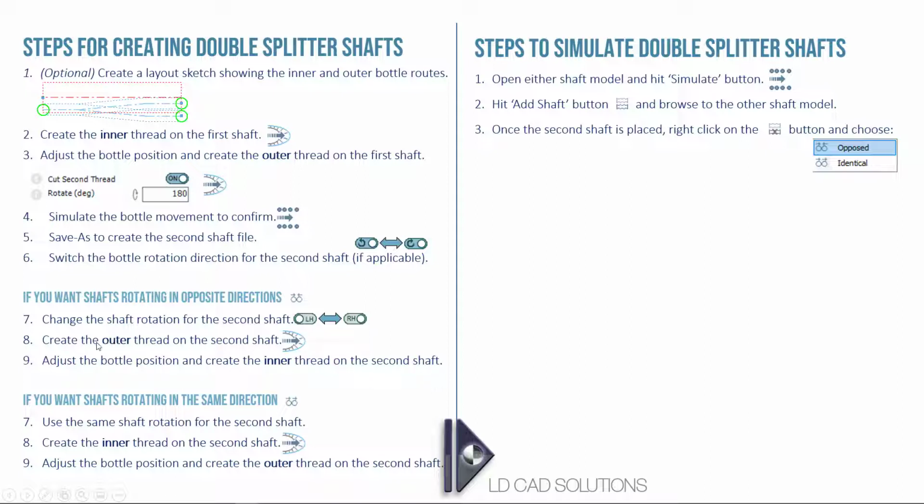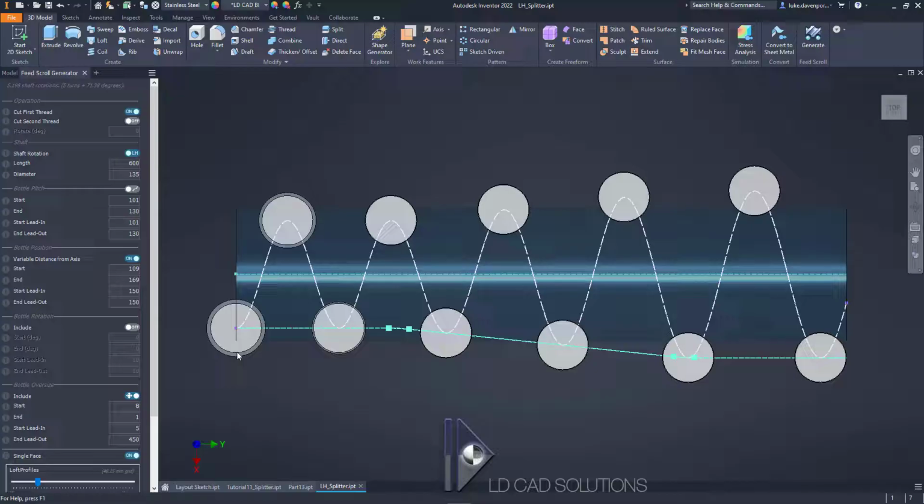Now, this is important. You see here, we've got instructions to create the outer thread before the inner thread. Whereas for the first shaft, we created the inner thread first and then the outer. We have to do it the other way round this time. That's because this is the opposite shaft. So let's head back to Inventor.